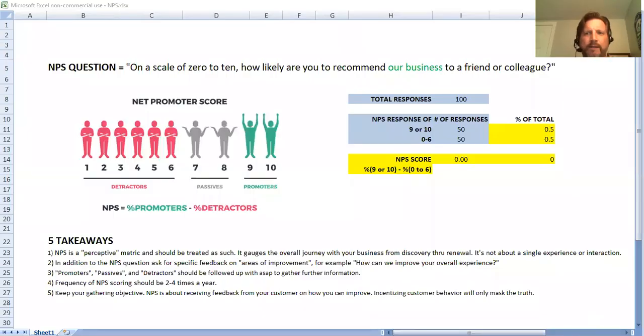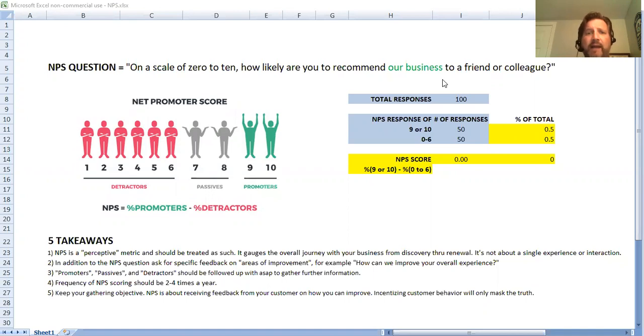Here we are again. So the first thing I want to talk about is what is NPS. NPS is a question. The question is, on a scale of 0 to 10, how likely are you to recommend our business to a friend or colleague? You can see that I've made that our business. That could also be substituted with your product, your service, etc.